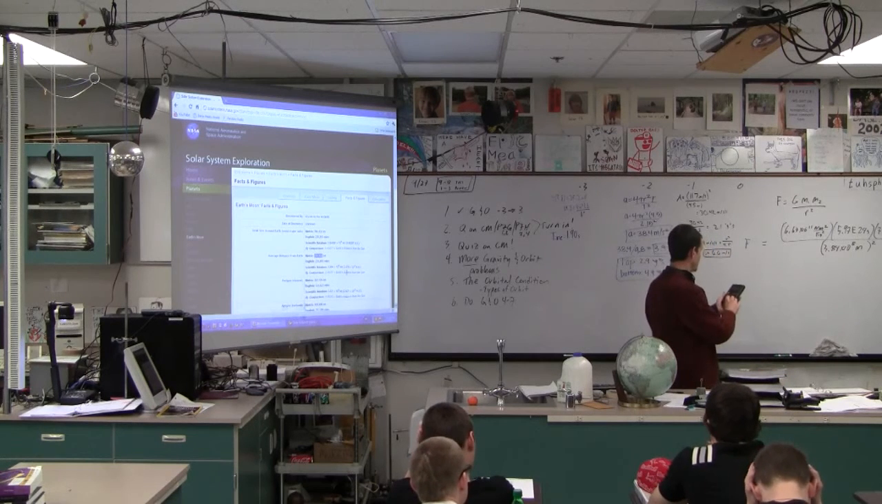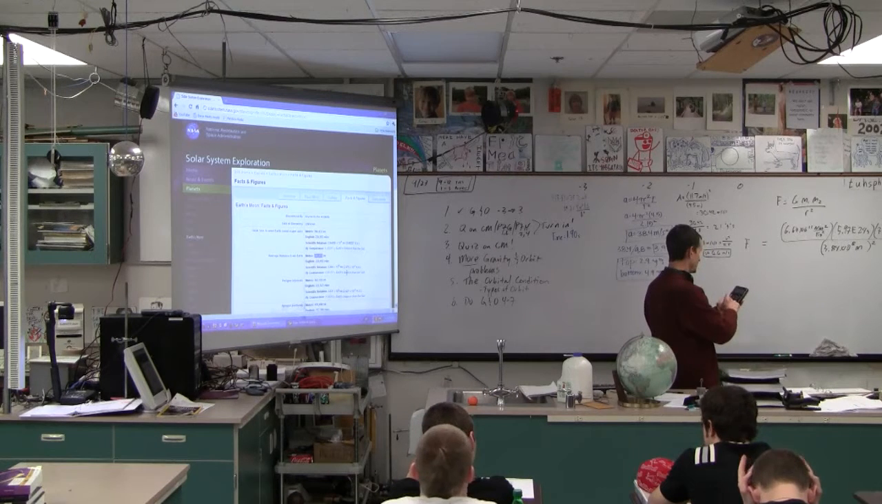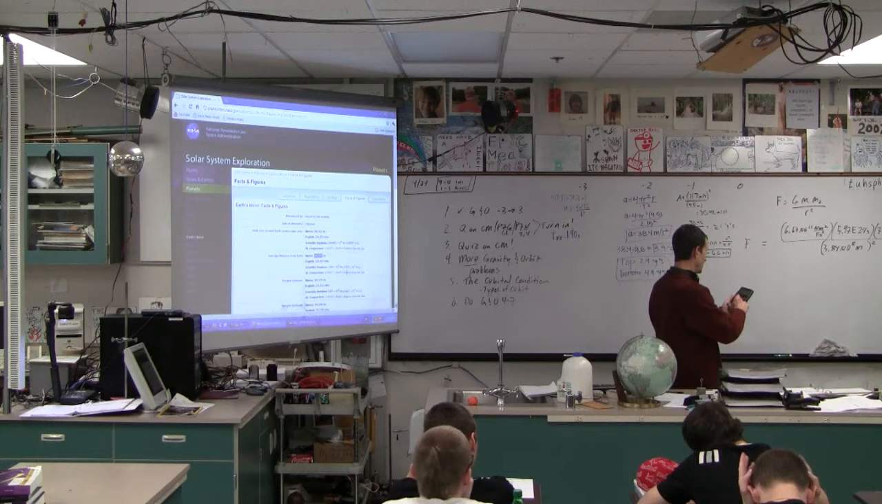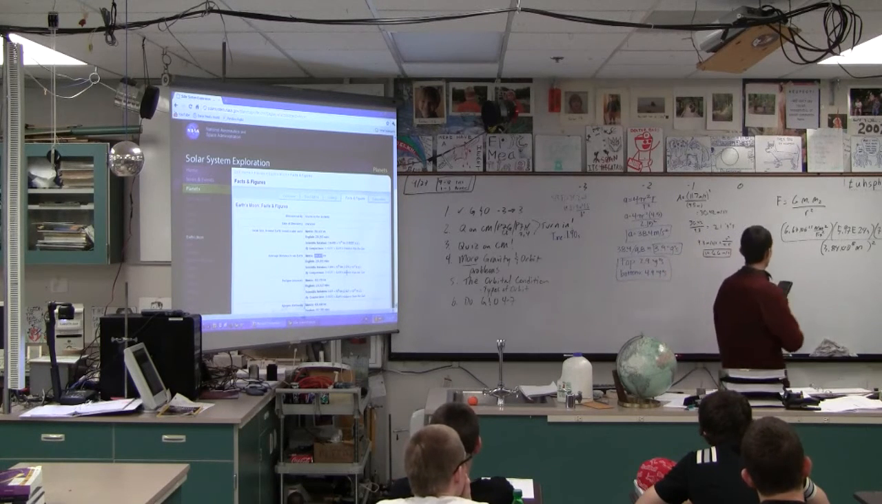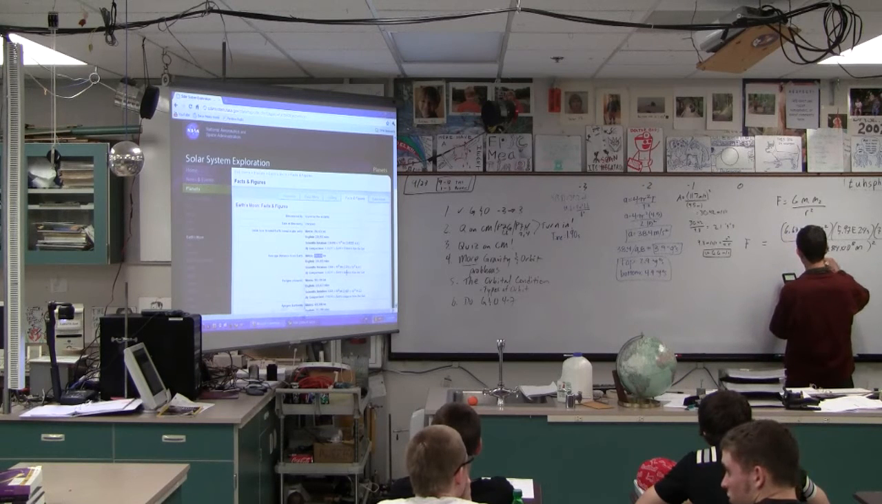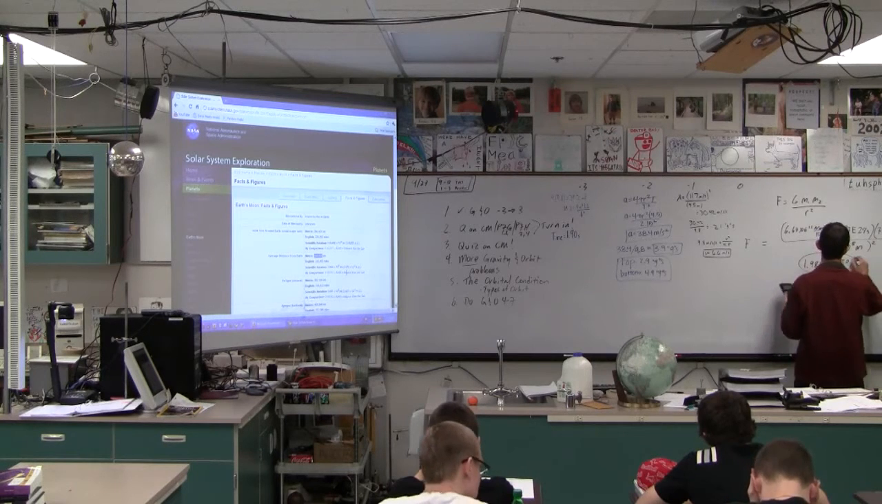So now we can figure out the force of gravity, right? 6.67 E minus 11 times 5.97 E to the 24 times 7.36 E to the 22 divided by 3.84 E to the 8th squared. And the force is a lot, right? The force is 1.9875 times 10 to the 20th newtons, right?